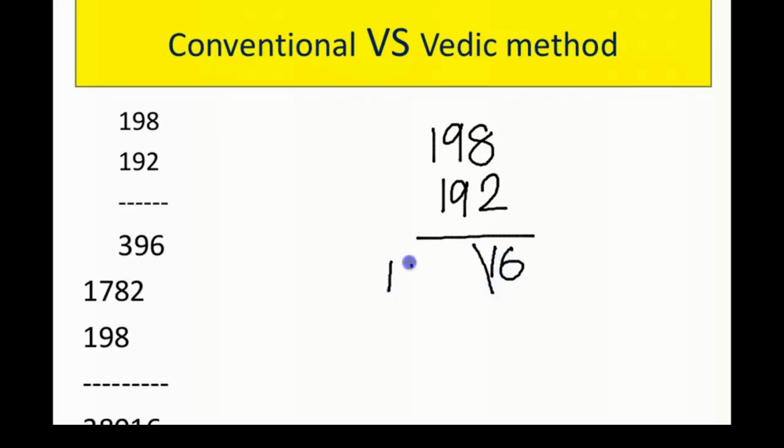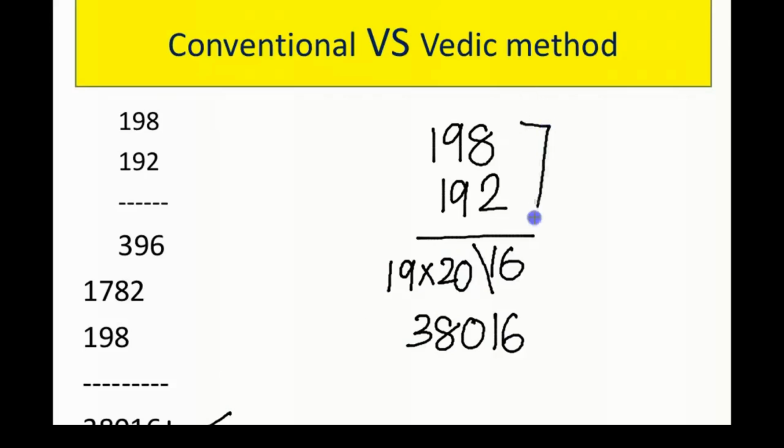Check out here. We have given an example of 192 and 198. We are multiplying these two numbers using the conventional way. You can see the conventional way already depicted. It is a three-step process involving multiple multiplication and addition steps.